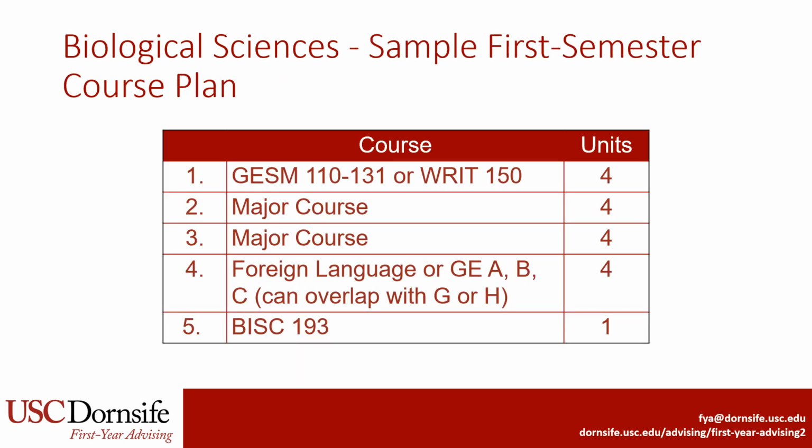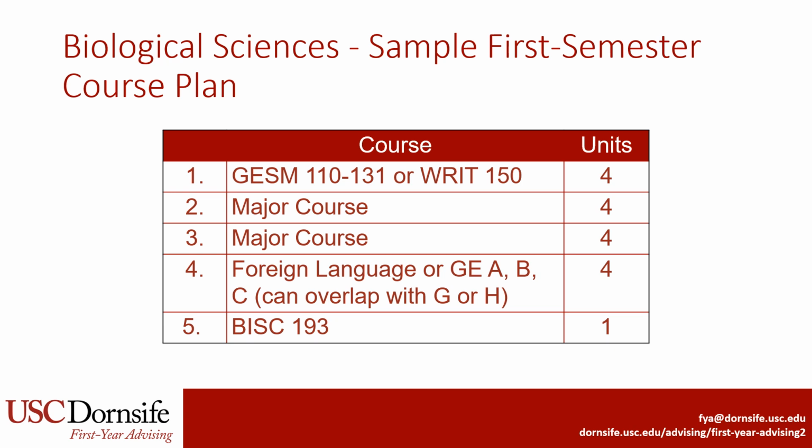This is a typical first semester freshman course plan for all of the majors in the biological sciences, including the emphases. It has 2 USC core requirement courses and 2 major specific courses. Most students will take either a GE seminar or Writing 150 in their first semester, and then they'll also take either foreign language or a GE.